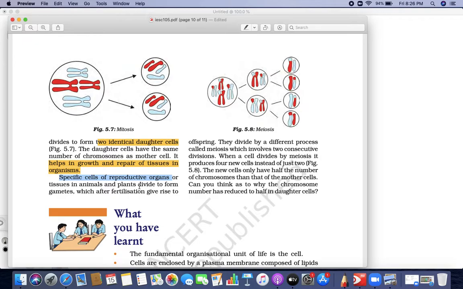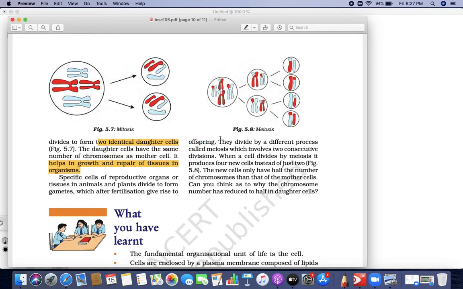Specific cells of the reproductive organs of animals and plants divide to form gametes. They form gametes, which after fertilization, when they mix with each other, give rise to an offspring. Offspring means a new baby, right? Like in our human body, when a sperm and ovum fertilize, it takes 9 months for a baby to be born with a complete healthy body. Otherwise it will be premature, some organs or systems are not developed properly and the baby is not healthy. The same thing happens in plants and animals: the reproductive cells fertilize and give rise to offspring.